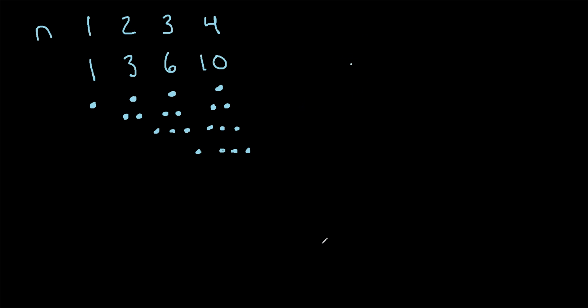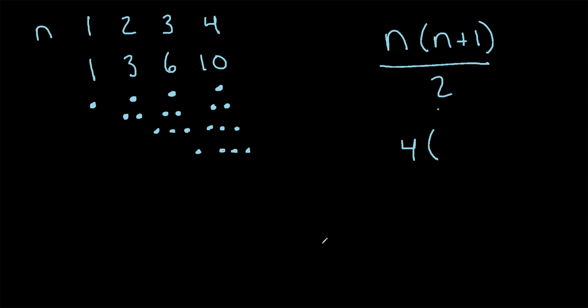So it turns out the formula to find the nth triangular number is n times (n plus 1) divided by 2. So for example, if we wanted to find the fourth triangular number, we just plug in a 4 into this formula. So that would be 4 times (4 plus 1) divided by 2. So 4 plus 1 is 5. 5 times 4, that's 20, and 20 divided by 2 is 10, which is indeed the fourth triangular number.